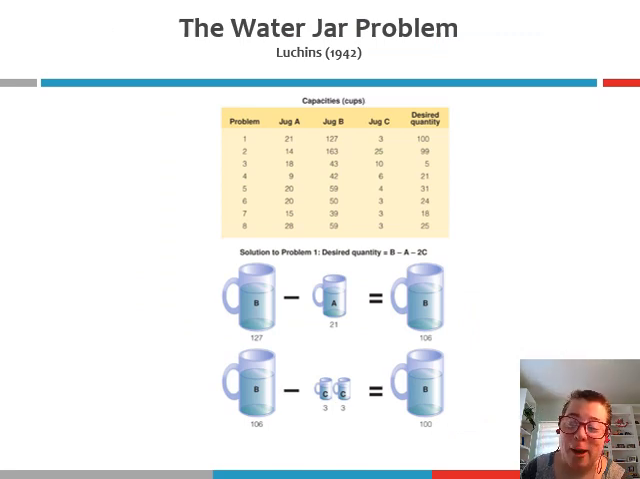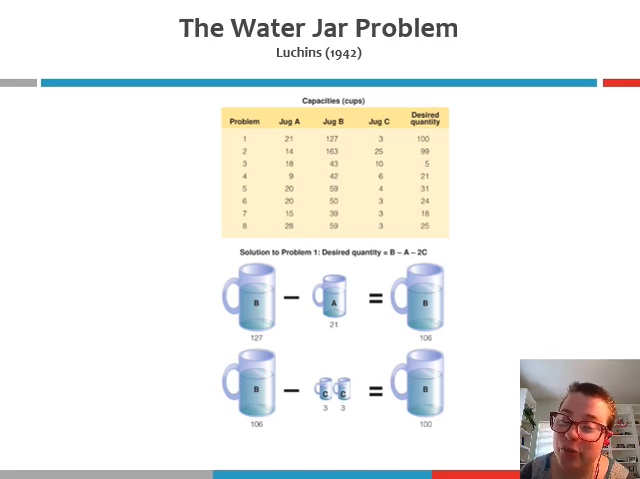Okay, so the next problem I asked you guys to solve is something called the water jar problem, right? So basically the objective with this problem is to end up with the desired quantities specified in the rightmost column there, using only the 3 jars that you're given, right?